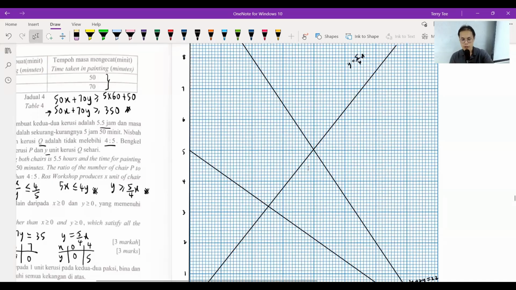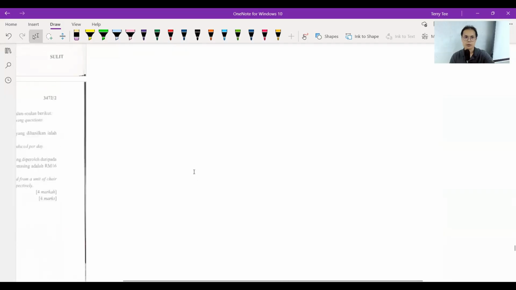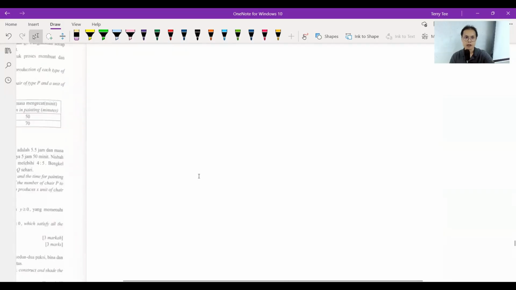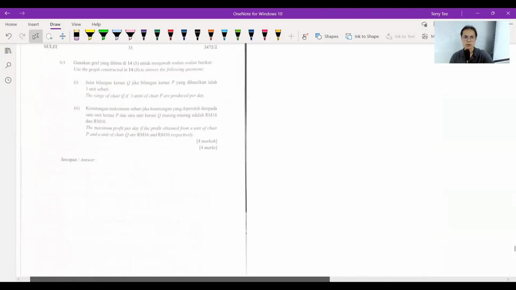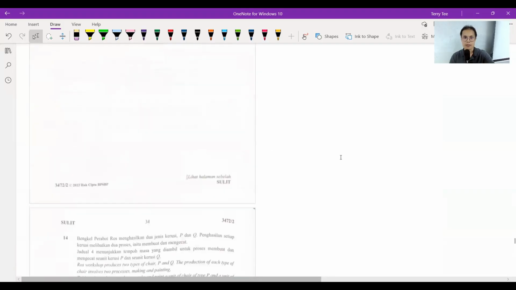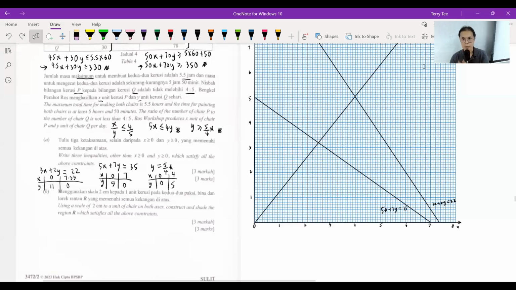Okay, so the region that we have to shade, right? It must be, oops. Where's my graph? Wait, my graph is missing. Okay, my graph is back.